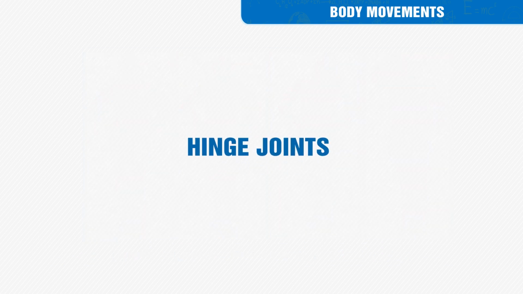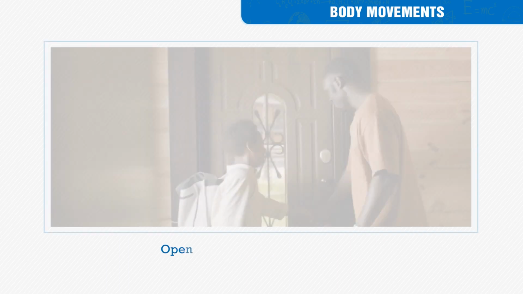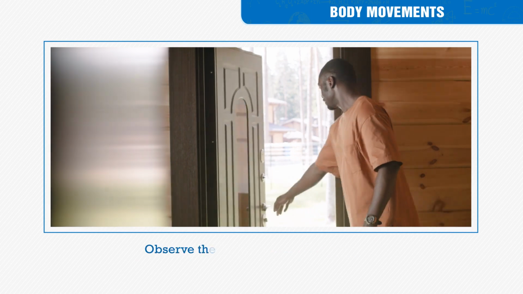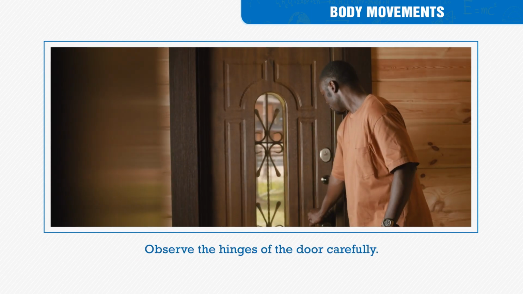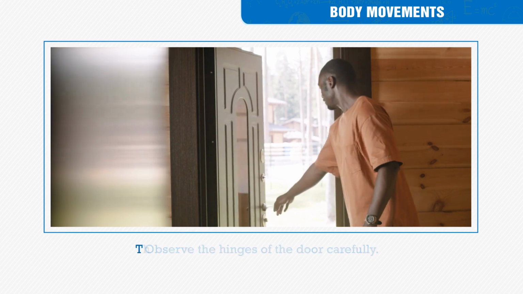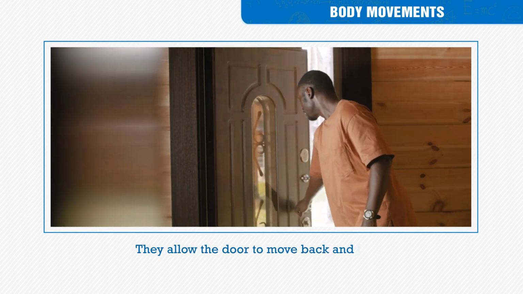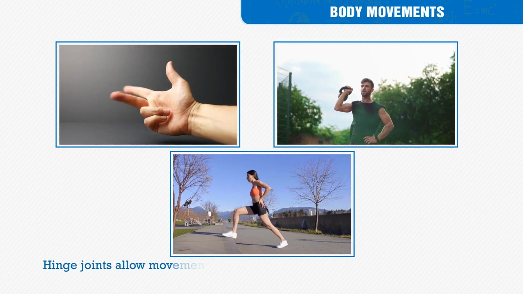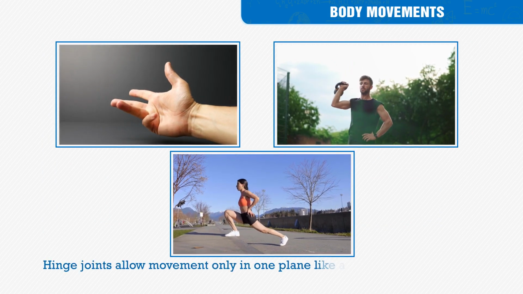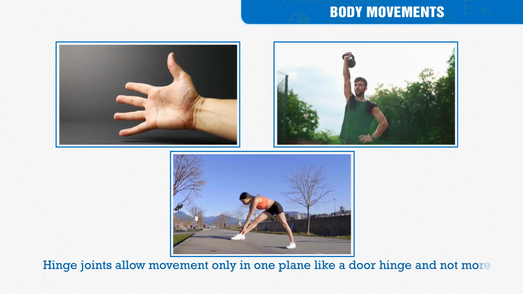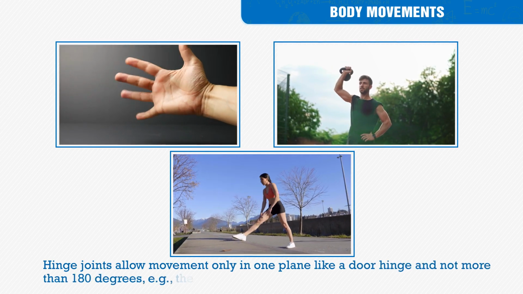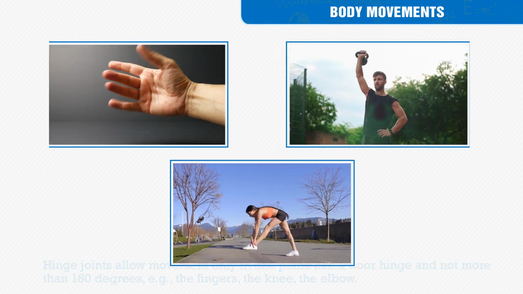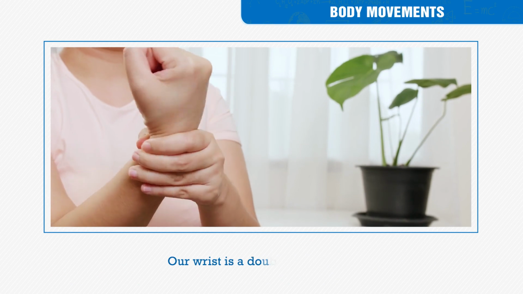Hinge joints. Open and close a door a few times. Observe the hinges of the door carefully. They allow the door to move back and forth. Hinge joints allow movement only in one plane, like a door hinge, and not more than 180 degrees. Example, the fingers, the knee, the elbow. Our wrist is a double hinge joint.